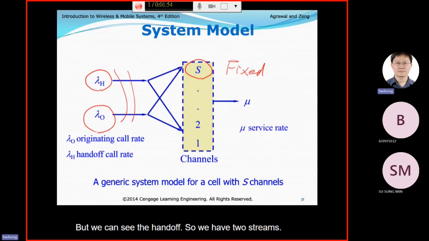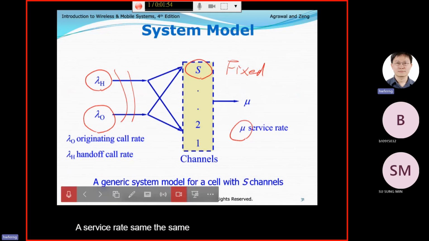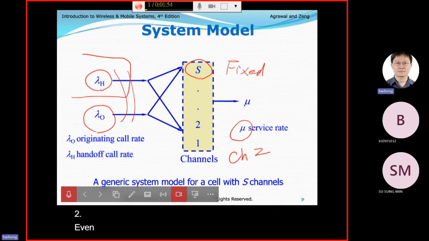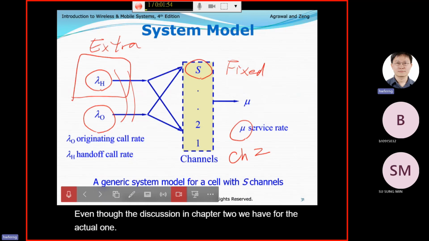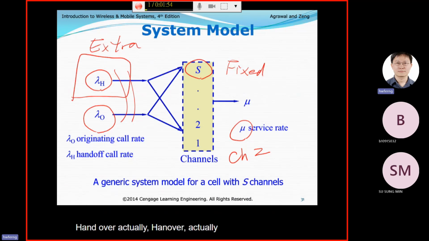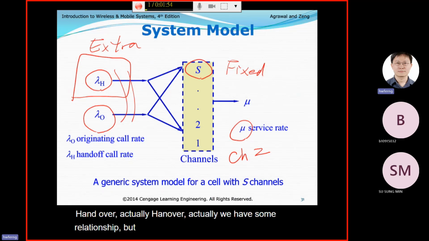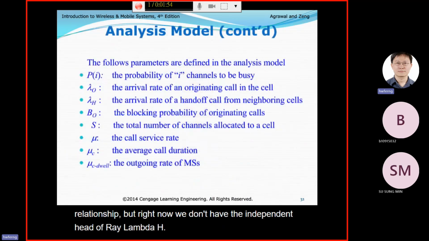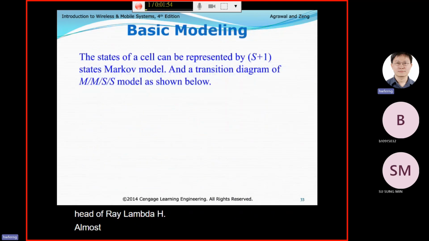Well, and the service rate is the same as the discussion in chapter 2. Different from the discussion in chapter 2, we have handover for the actual one. And actually, for the handover rate we have some relationship, but right now we don't have an independent handover rate, lambda h. Well, almost the same. So I go to this one.